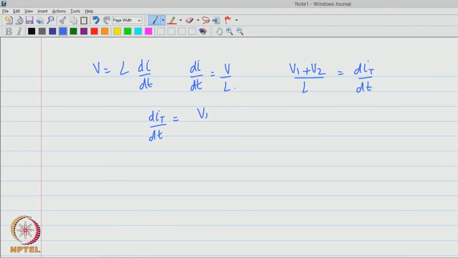This di total by dt can be written as V1 over L plus V2 over L, in the same way as we did earlier for a resistance. The V1 over L is essentially the response if I just take V1 as the source, and similarly V2 over L would be the response with only V2 as the source, and they add up, right. That defines the superposition property. And similarly, even the homogeneity would follow, right.